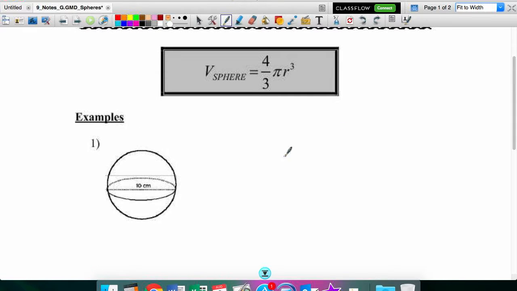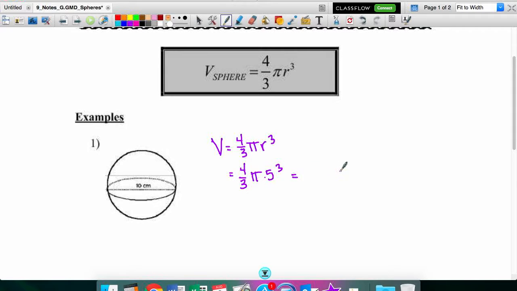In example 1, we have a diameter given as 10 centimeters. So to find the volume of this sphere, all I need to do is identify the radius, which is obviously 5, half of the diameter, and plug it into the formula 4/3 pi r cubed. So plugging in my radius, 5, I get 4/3 pi times 5 cubed.